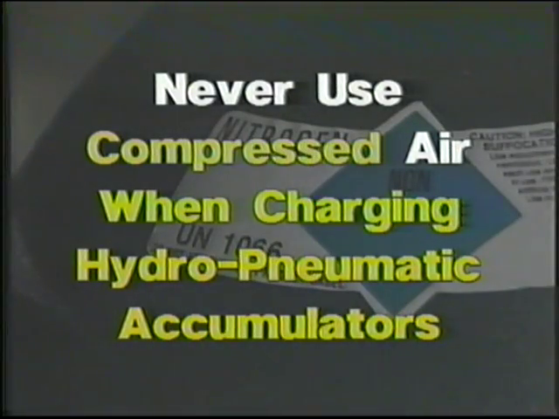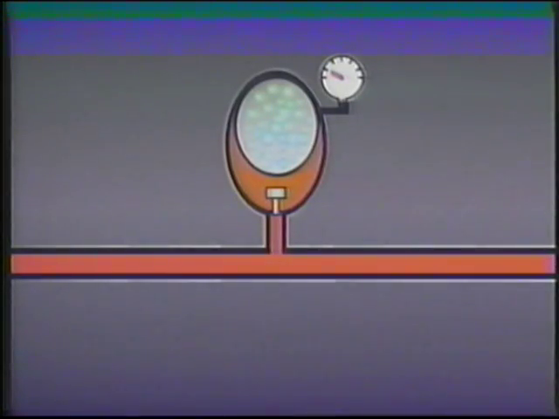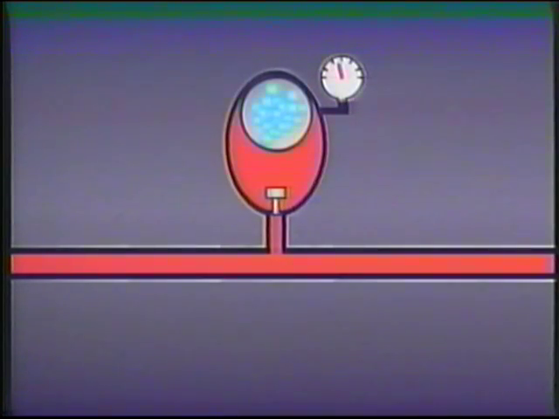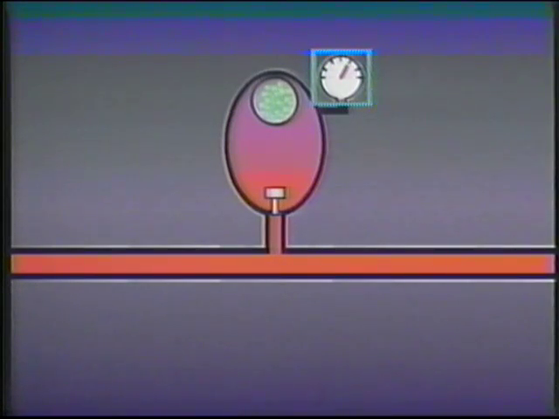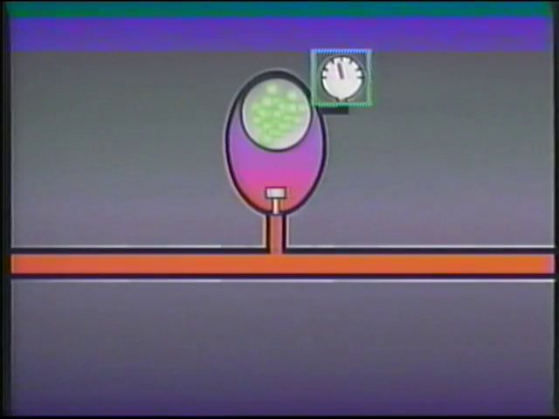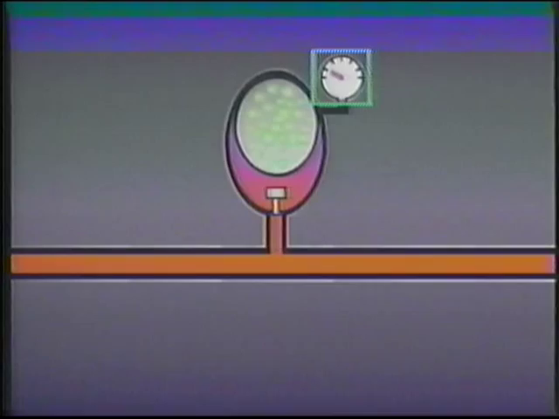Never use compressed air, because it may create an explosive vapor of air and oil. After the accumulator has been pre-charged with nitrogen, it is ready to be used. To develop flow or to maintain fluid pressure, the accumulator must be filled with fluid until the nitrogen pre-charge reaches a specific maximum pressure. Then, as the system requires flow or pressure, the accumulator discharges fluid until the pressure of the pre-charged nitrogen drops to a specific minimum level.